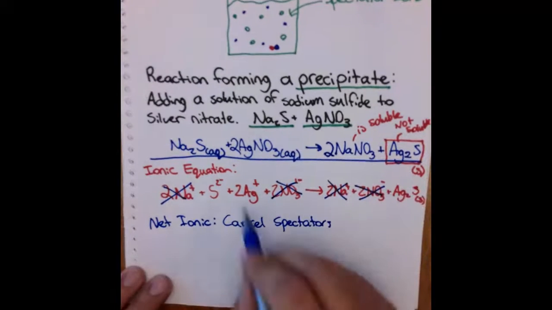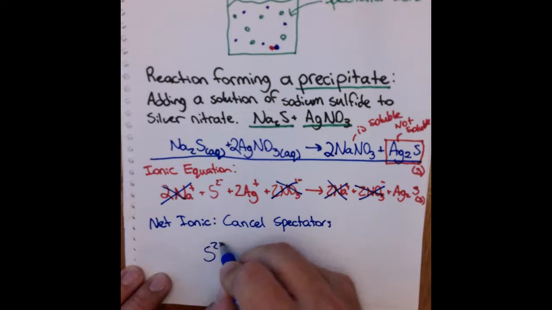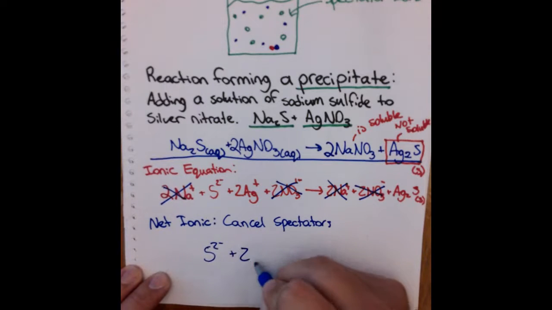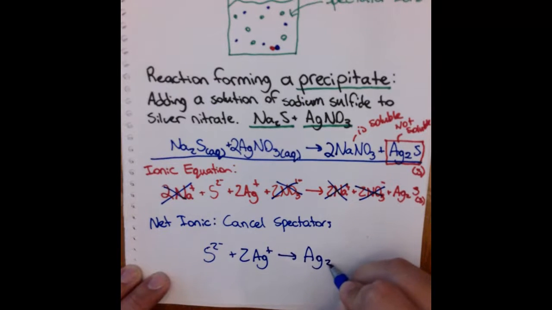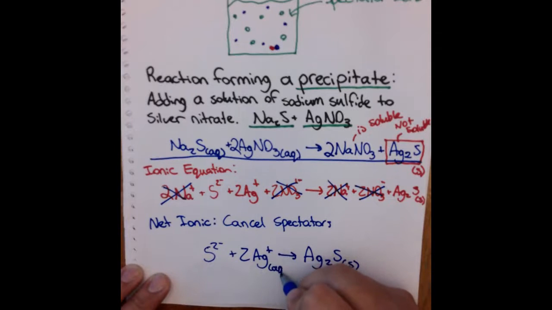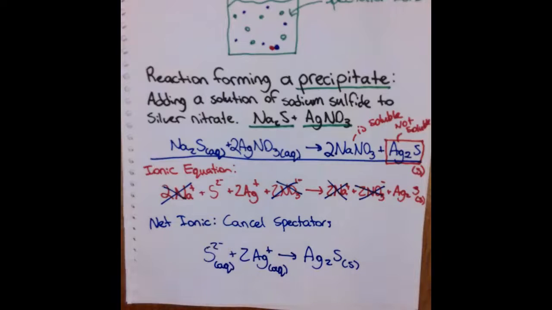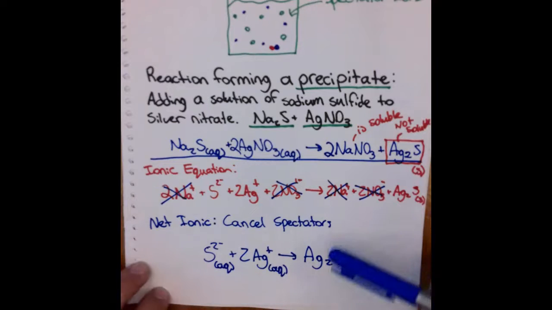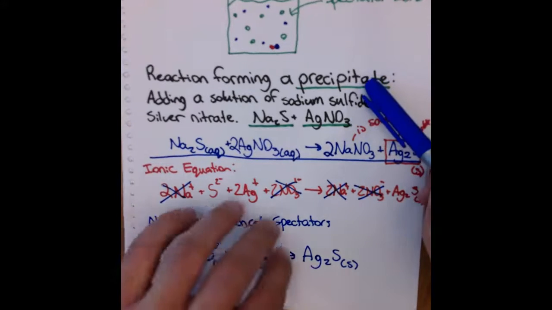So I'm just going to write down everything I'm left with: S2 minus plus 2 Ag plus will react to form silver sulfide, which is going to be a solid, this is going to be aqueous, and this is going to be aqueous as well. Okay? And that's how we would form a net ionic equation for a reaction that forms a precipitate.